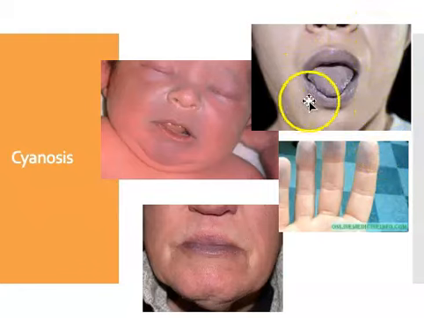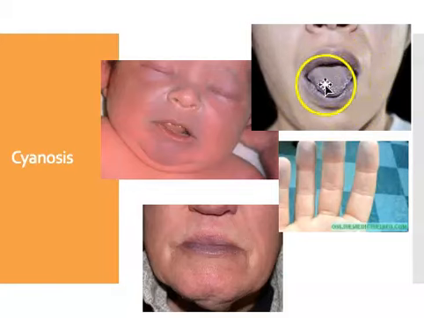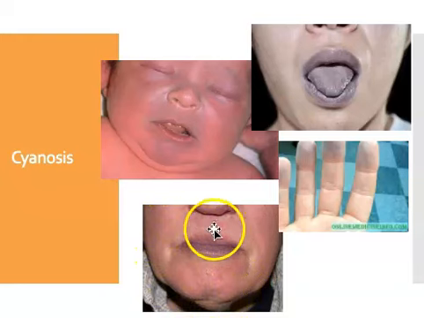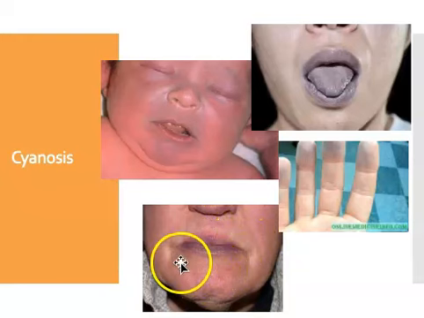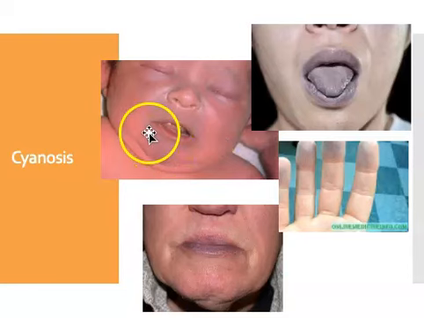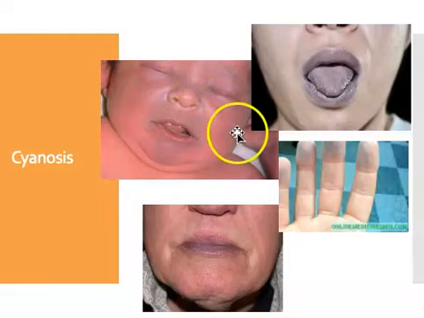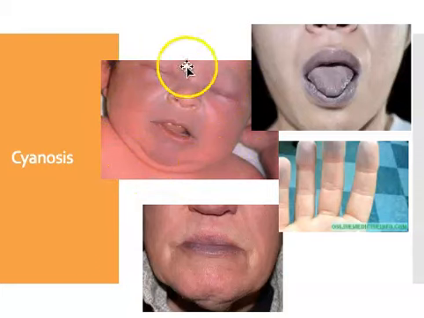This woman up top, you can see she has a very distinctive bluish tinge to her lips and her tongue. This woman down on the bottom left of the slide has a very distinct bluish tinge to her lips. And this little baby, up at the top, this little baby has a bluish tinge all around his mouth and nose, up around his eyes. It's hard for me to even look at this picture. This little baby is in trouble. This little baby does not have enough oxygen in his blood. That's cyanosis.